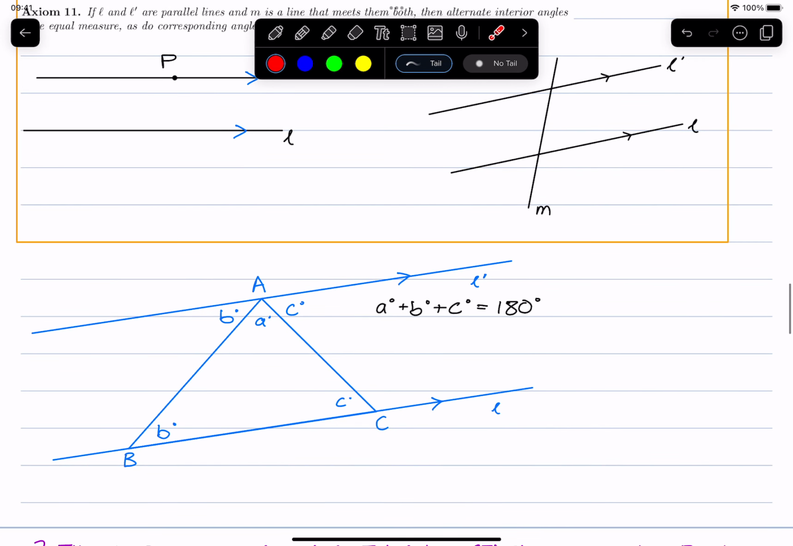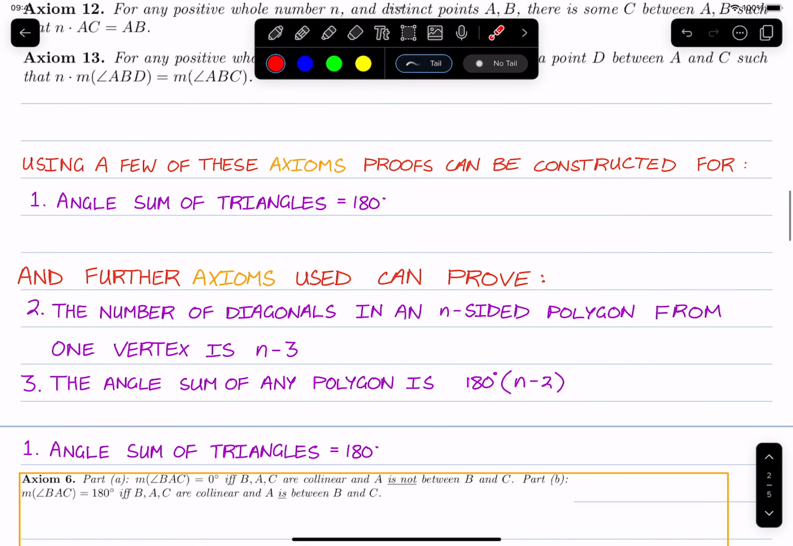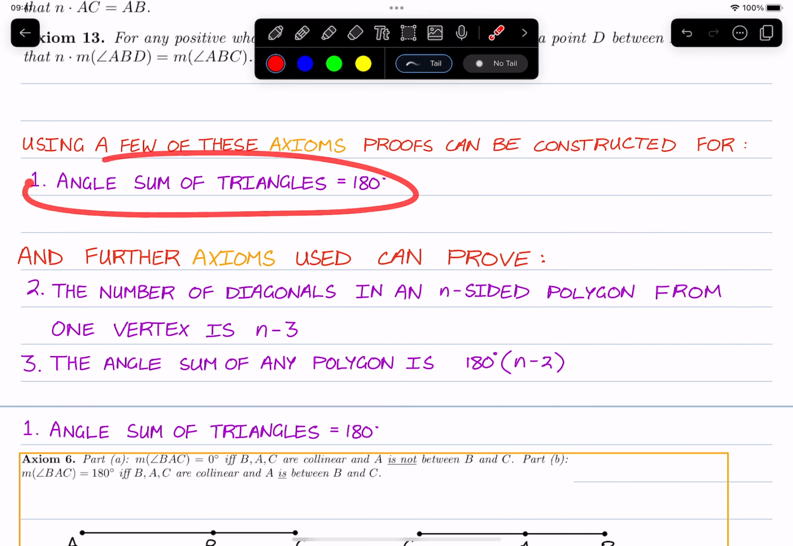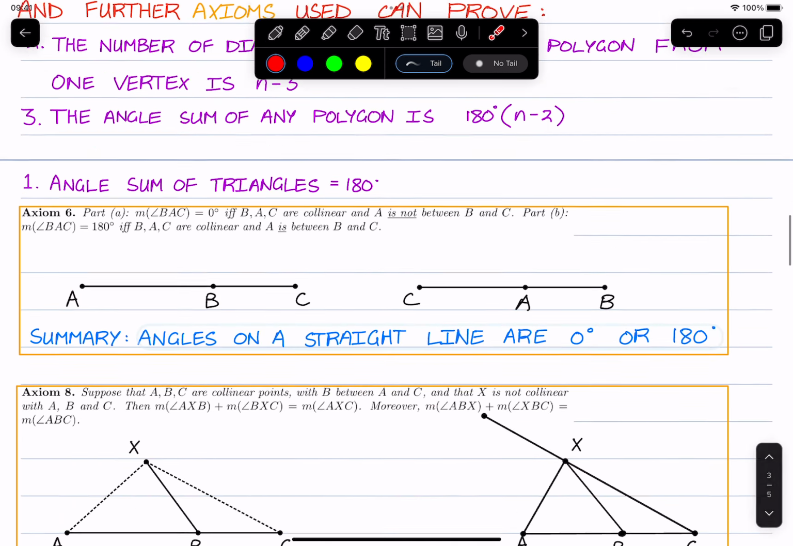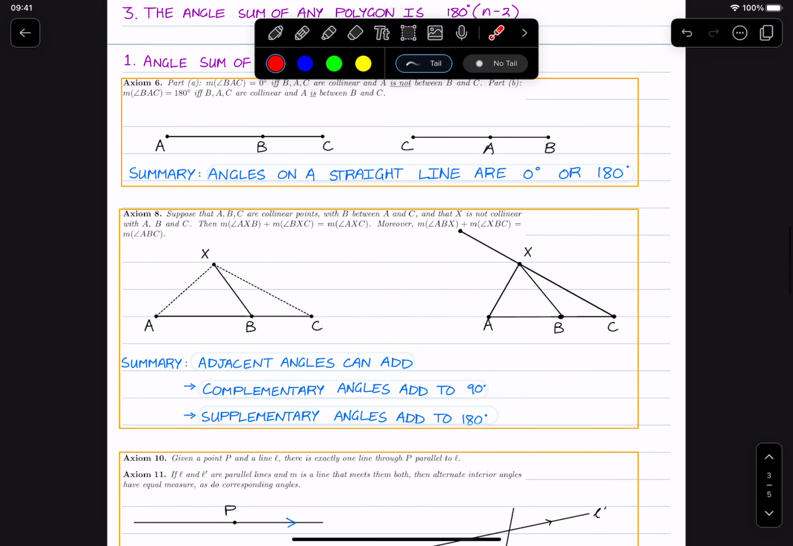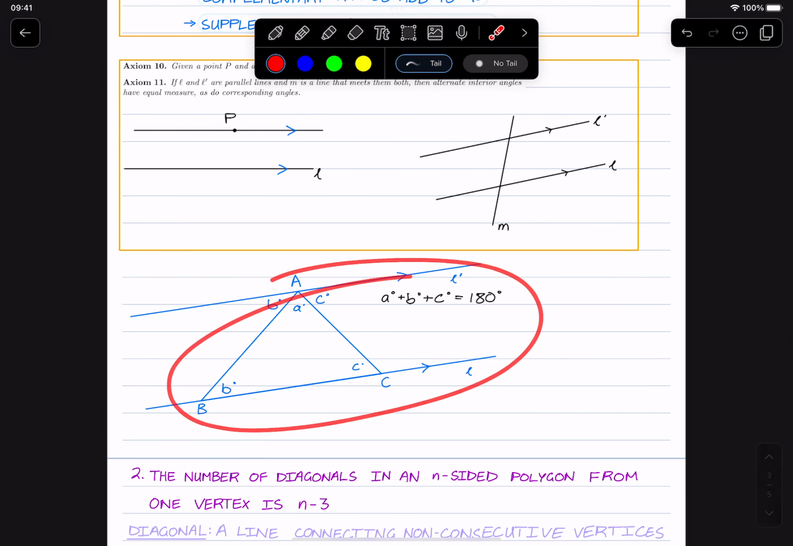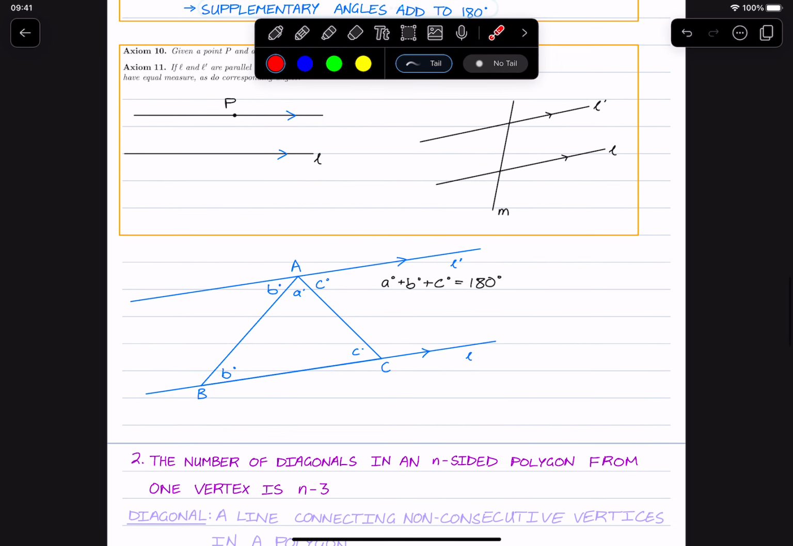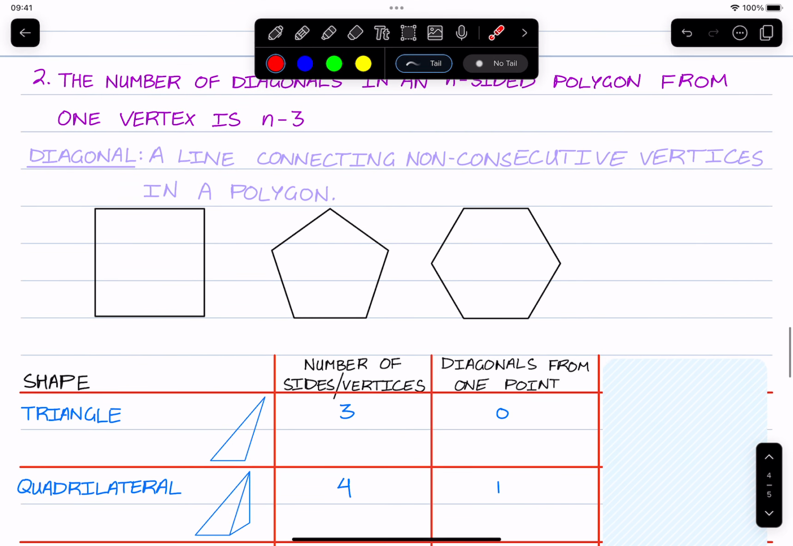Hello class, this is a continuation on the proof of axioms and theorems. In the previous video, we've just proved that the angle sum of a triangle is 180 degrees. I've also shown how we could understand axioms first and use axioms to make a proof. I'm going to continue this. I'm going to continually use this proof, but I'm going to build on top of it using other axioms.